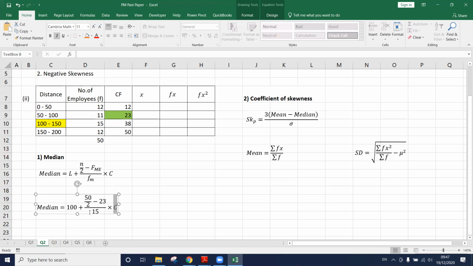Limits gattuthi metana veradi. Class boundaries wala wenasai api C kiyala ganne. Ena me thiyene boundaries from 150 we need to deduct 100. That is 50. Therefore, what should be our median value? 25 minus 23 over 15 into 50 plus 100. 106.67, right? Median value.